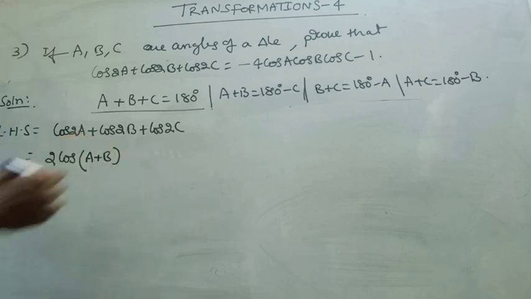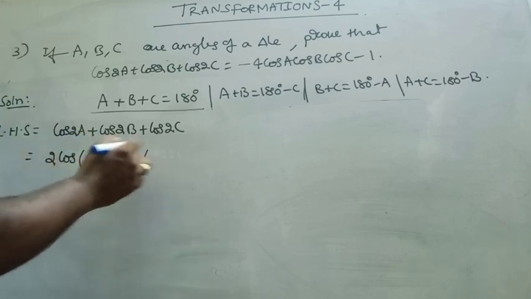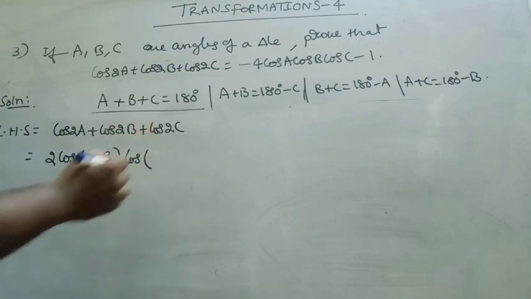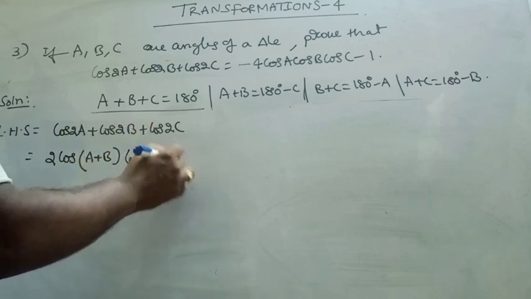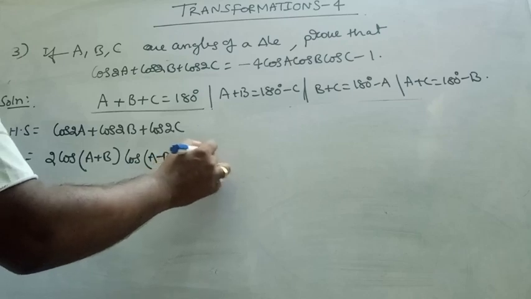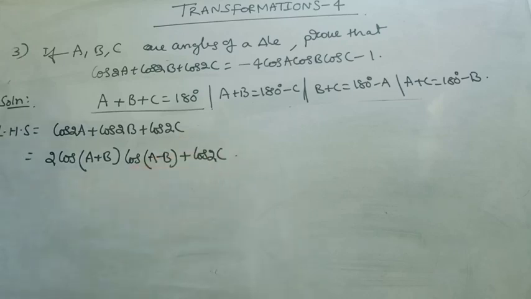2 cos (C plus D) by 2 times cos (C minus D) by 2, that is nothing but (2A minus 2B) by 2, that is now A minus B, plus cos 2C we are having here. Now see, my dear students, cos C plus cos D we applied as 2 cos (C plus D) by 2 cos (C minus D) by 2, plus cos 2C we have here.